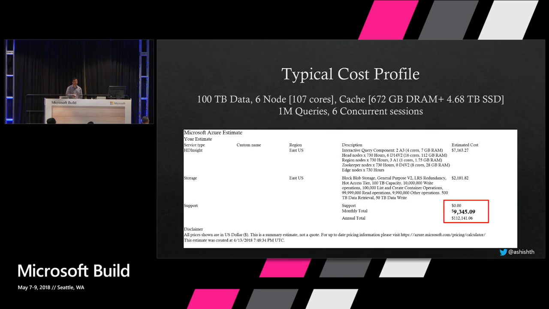Okay, so if we build something like this, how much is this thing going to cost? This is a typical cost profile: 100 terabytes of data, running a 6-node cluster, serving 6 concurrent sessions all the time, about 1 million queries in a month, including the storage cost and HDInsight cost. That would be something like $9,345. So just to think about how I should think about it from a cost perspective.